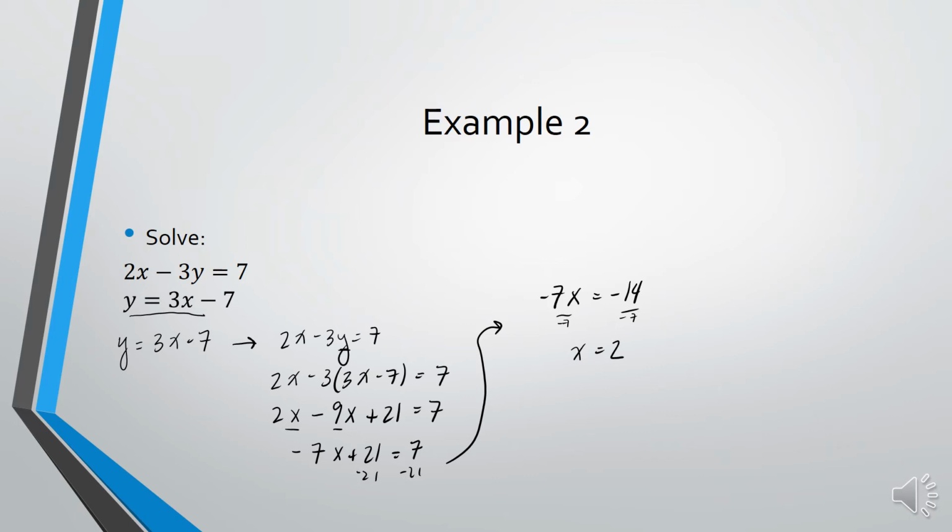Now to figure out what y is, go back to that first equation. Y is 3x minus 7. Well, if I know that x is equal to 2, I can go ahead and just plug in 2 to this equation to get y. So 3 times 2 minus 7, which is 6 minus 7, so negative 1. So x is 2, y is negative 1, which means my solution is 2, negative 1.